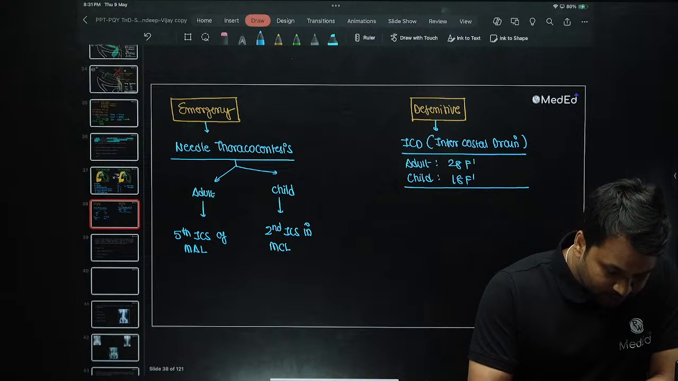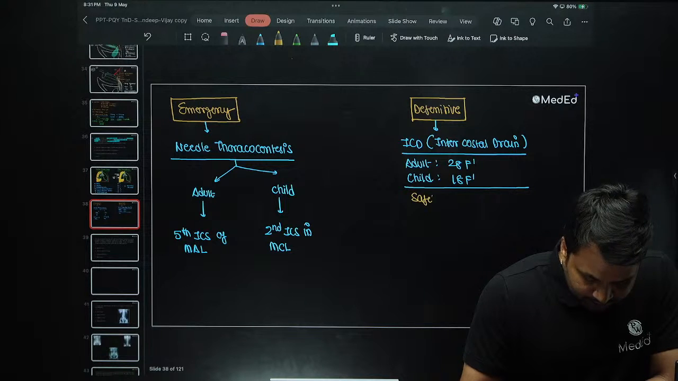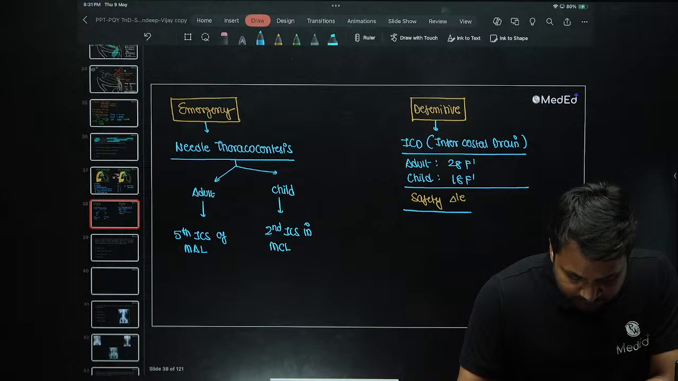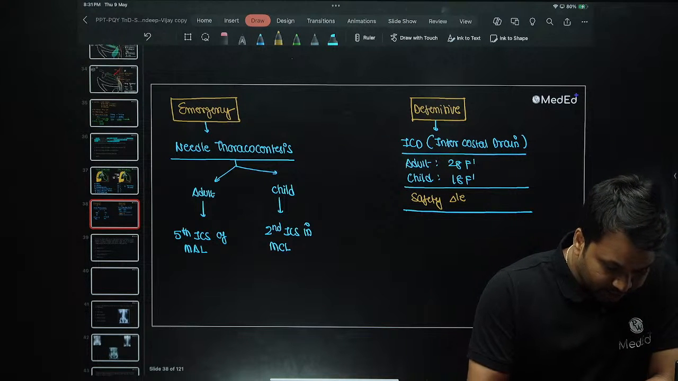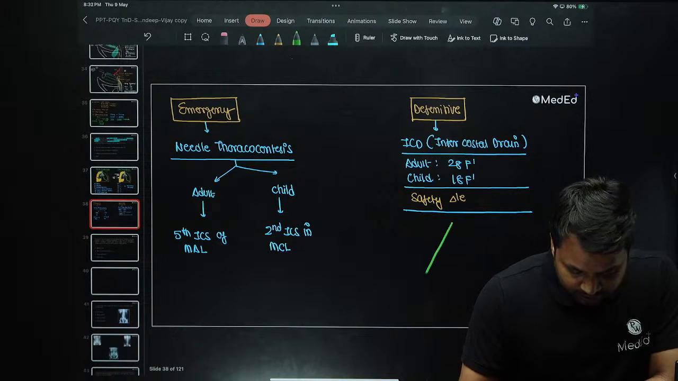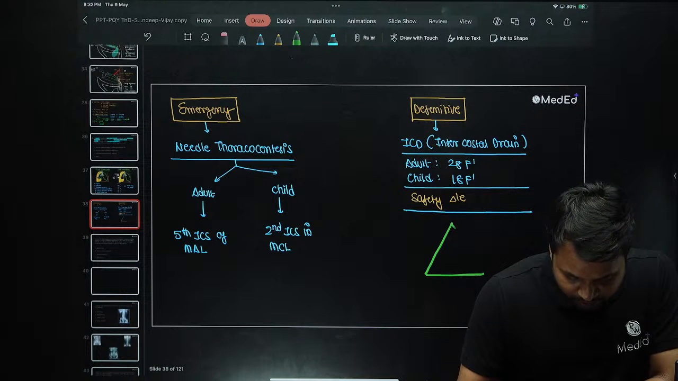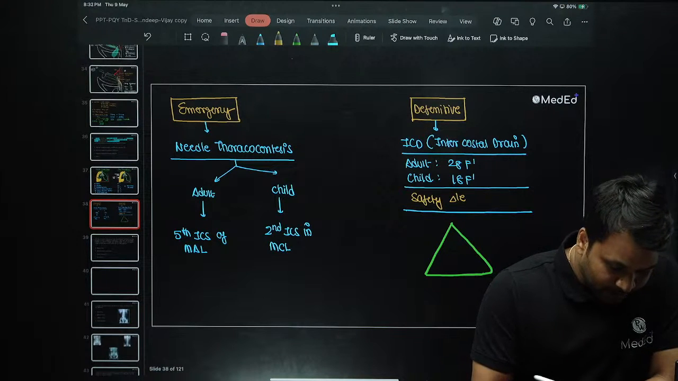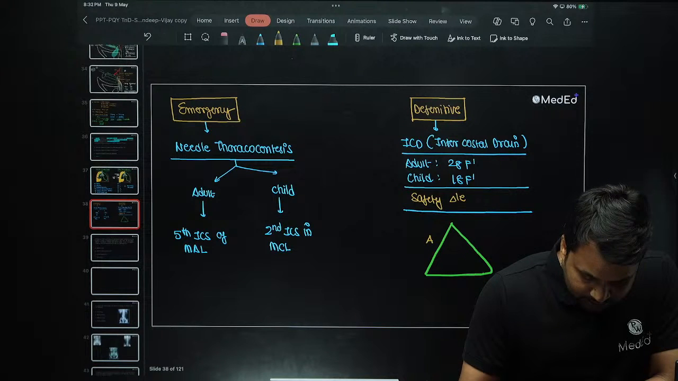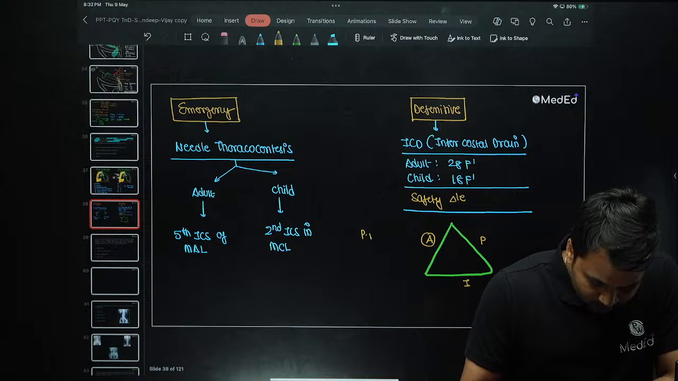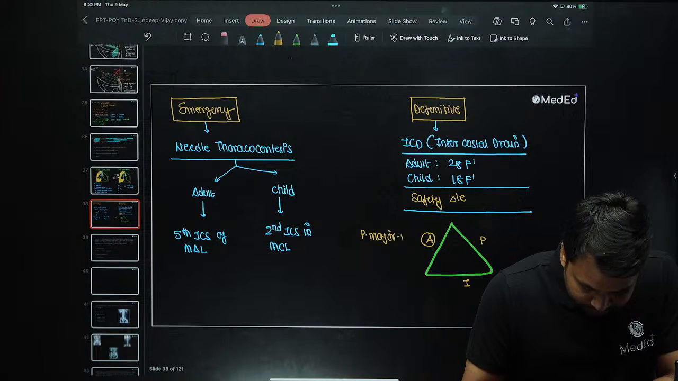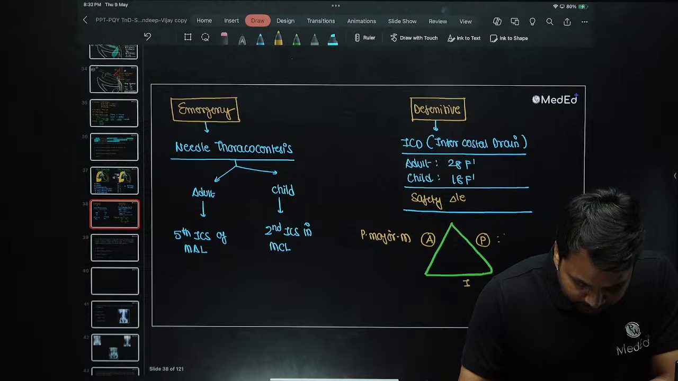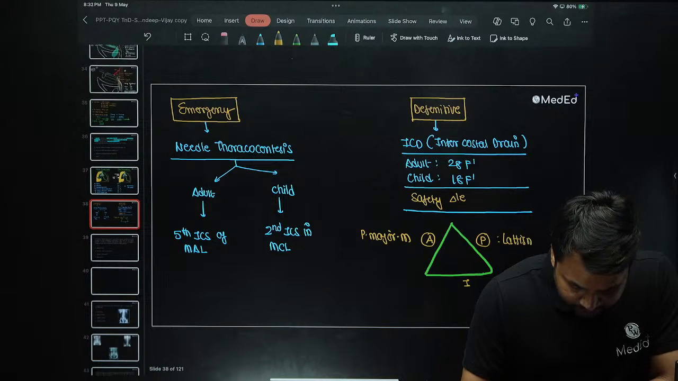Now, where would you insert this? There's something called the safety triangle for the ICD insertion. Now, the safety triangle will be seen on the lateral side. If you look at the boundaries of the safety triangle, this is the anterior boundary, this is the inferior boundary, this is going to be the posterior boundary, right? Anterior is formed by the pectoralis major muscle. Posterior is formed by the latissimus dorsi muscle.